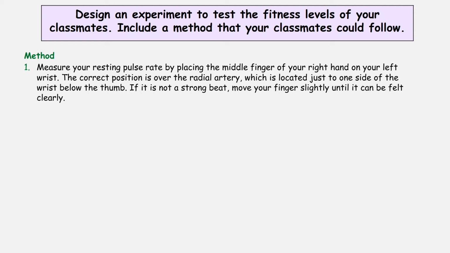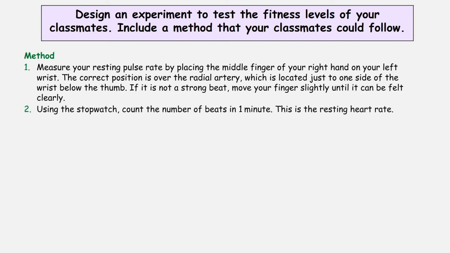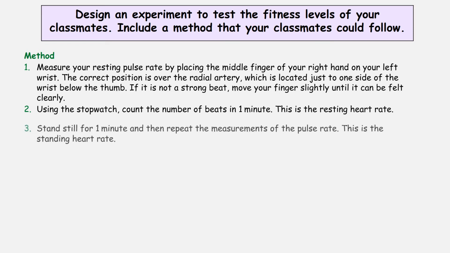Now there is the reason why we don't use a thumb, for instance, on this, why we use the fingers, is the thumb has a stronger heartbeat that you can feel more than with the fingers, so we tend to use our fingers just so that it doesn't interrupt our results. Then we would use a stopwatch and we would count the number of beats per minute, and that is what is called the resting heart rate. So you would do this when the person is resting, such as sat down or lying down. That's going to be their resting heart rate.